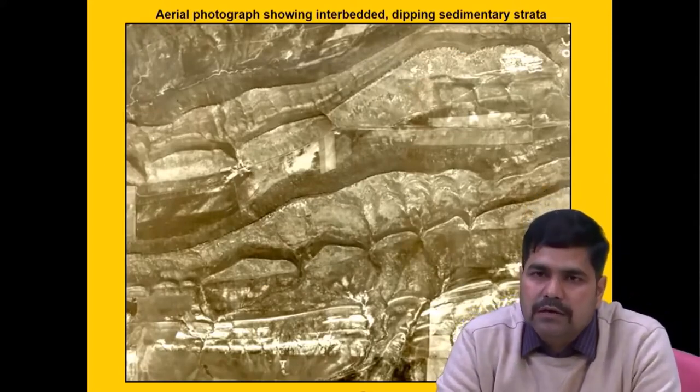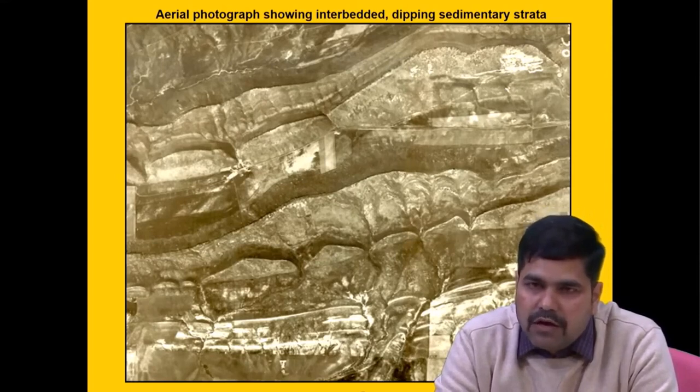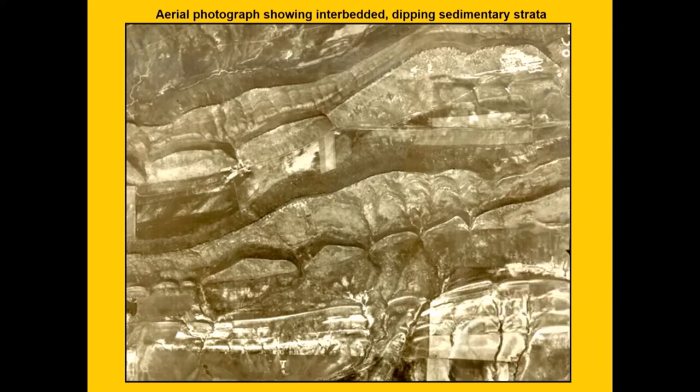To start with, let me show you this aerial photograph. I put it at the beginning because I want students to understand what is involved in this study. If you get a satellite image or an aerial photograph like this, what are the things you can get, and what becomes important, particularly in the engineering geological realm?